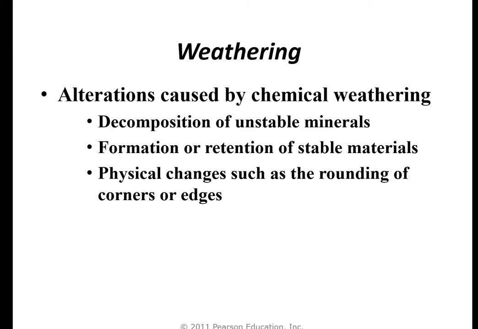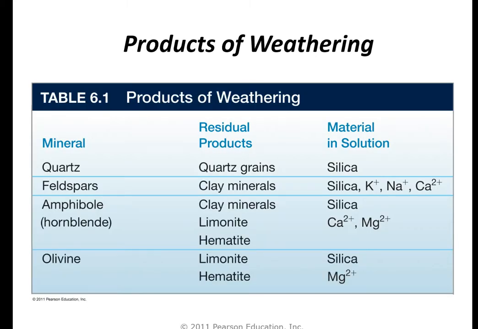Alterations included with chemical weathering include decomposition of unstable minerals, the formation or retention of stable materials, and physical changes such as the rounding of corners and edges. In weathering of rocks and minerals, we can weather various minerals into other residual products. Feldspars, for example, can go into clay minerals, plus silica, potassium, sodium, and calcium. Olivine can turn into limonite or hematite, and hematite is actually a material found on Mars.